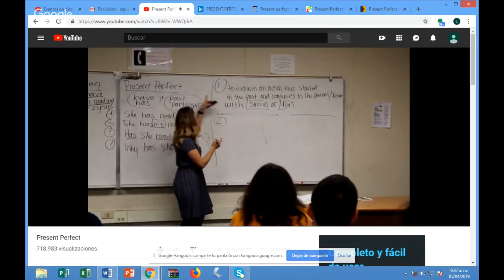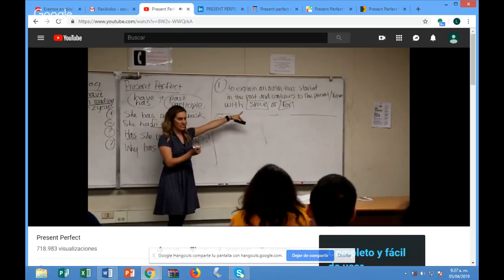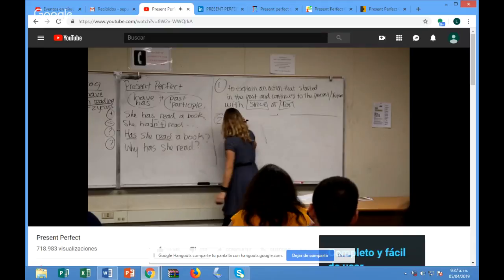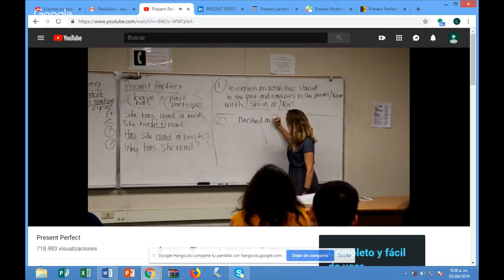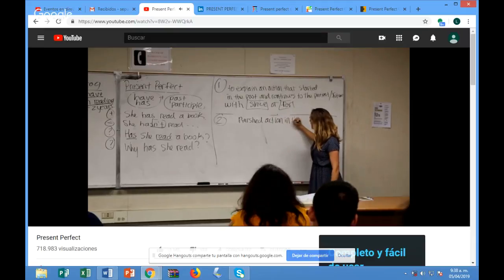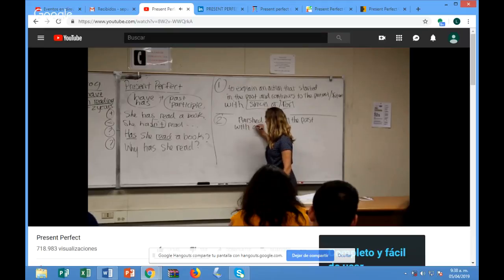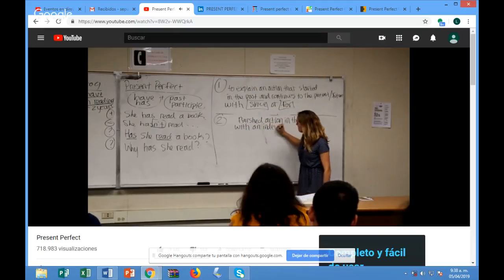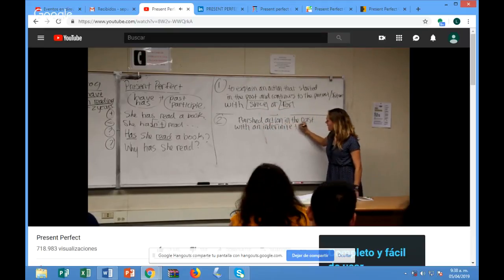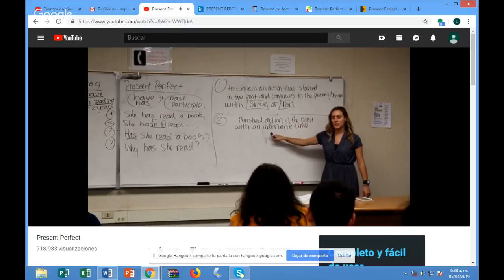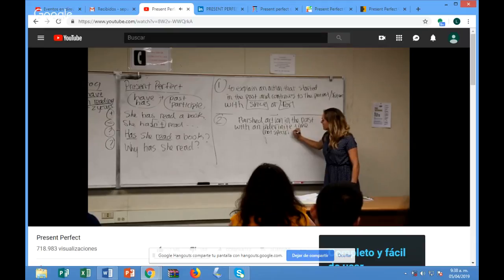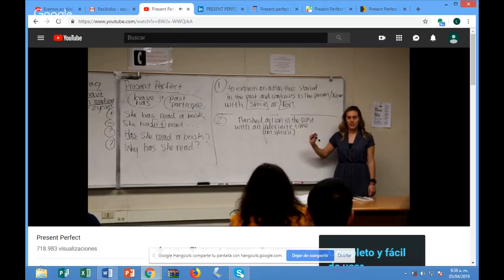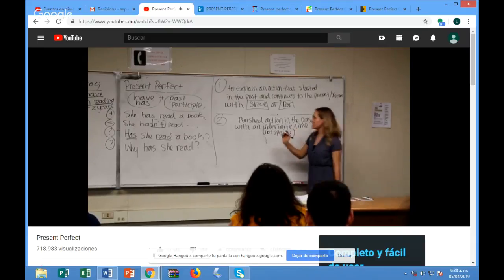So if you use the present perfect without since and for, it means a finished action in the past with an indefinite time. What does indefinite mean? Indefinite means not specific. Not specific, okay? So, let me give you another example.